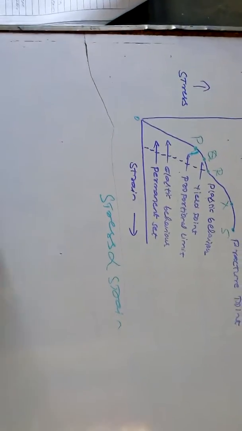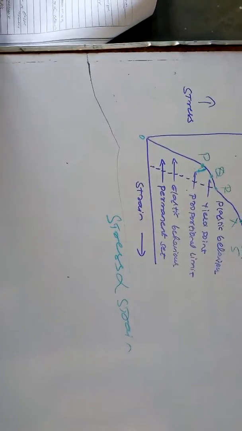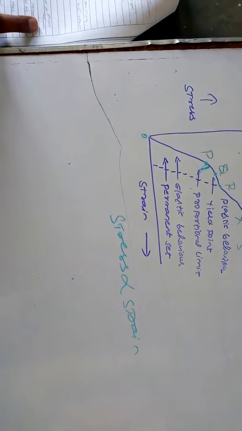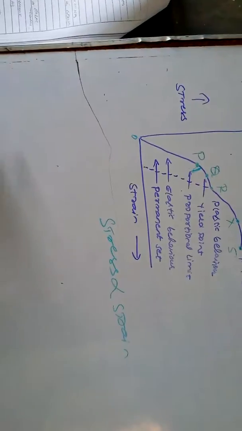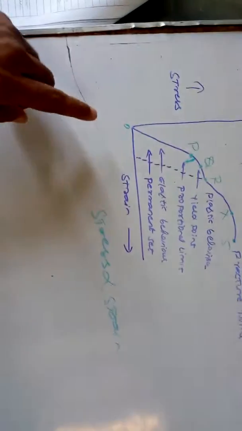Now we can remove the proportionality sign and introduce a constant. The constant is called E, the elastic constant or elastic modulus. Now if we observe the stress-strain diagram, here we have indicated different points on the curve: O, P, Q, R, X and S.